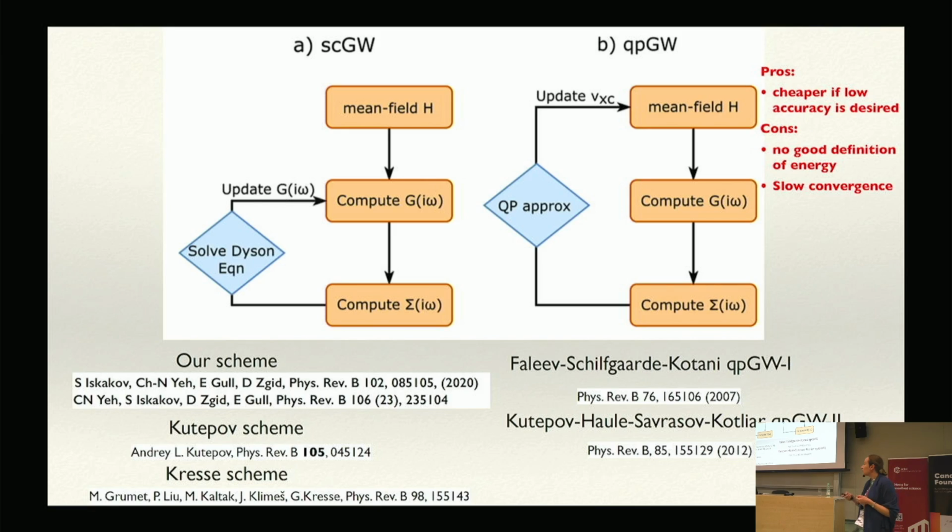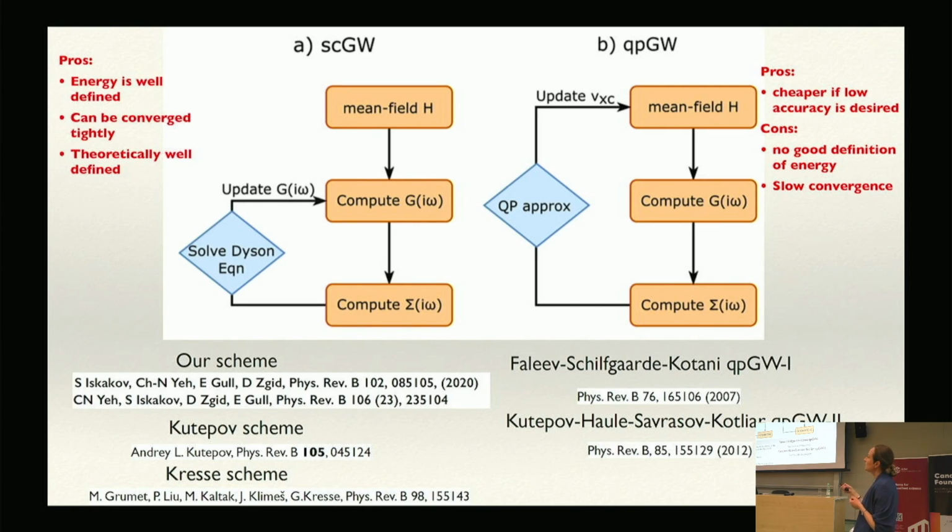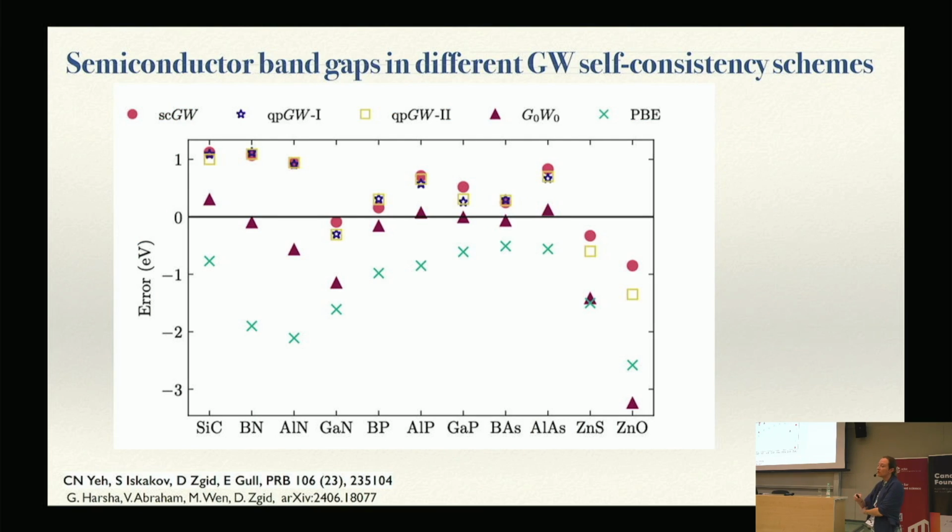So the pro is that seemingly the scheme is cheaper, or it's said to be cheaper. The con is that one cannot converge energy; it converges slowly. In this full scheme, actually, energy is well defined, one can converge everything tightly and reach convergence. So how does it work on simple systems like semiconductors?